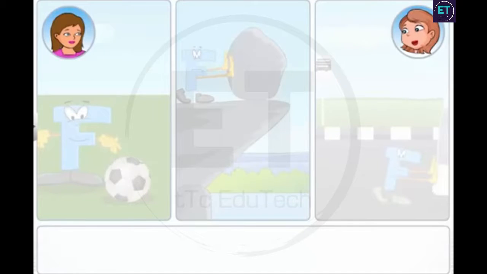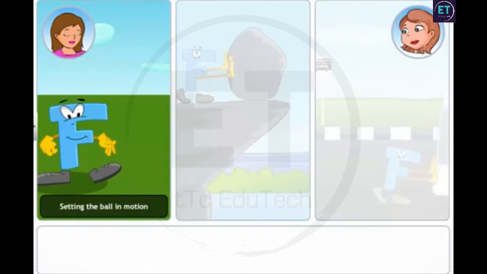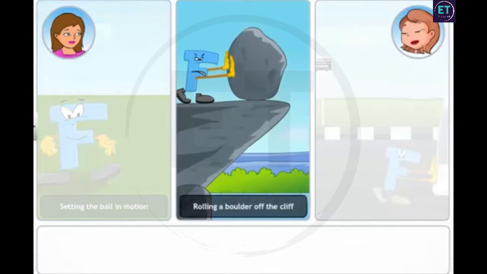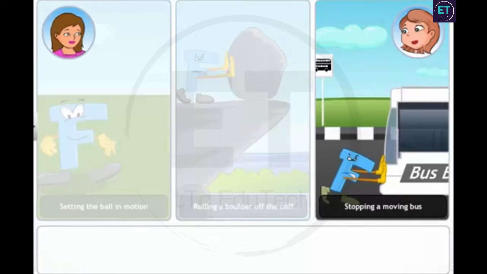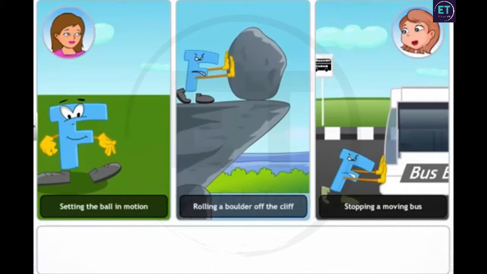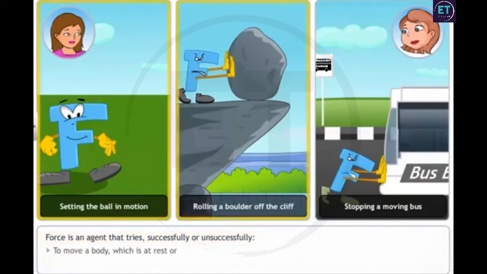What do you think these people are trying to do? They're trying to perform some tasks requiring force. That's right. As you can see, the first task involves force in kicking a ball and setting it in motion. The second requires force to roll a boulder off the cliff. In the third, force is being applied to try and stop a moving bus. Thus, if we use these examples to define force, force is an agent that tries successfully or unsuccessfully to move a body which is at rest or to stop a moving body.